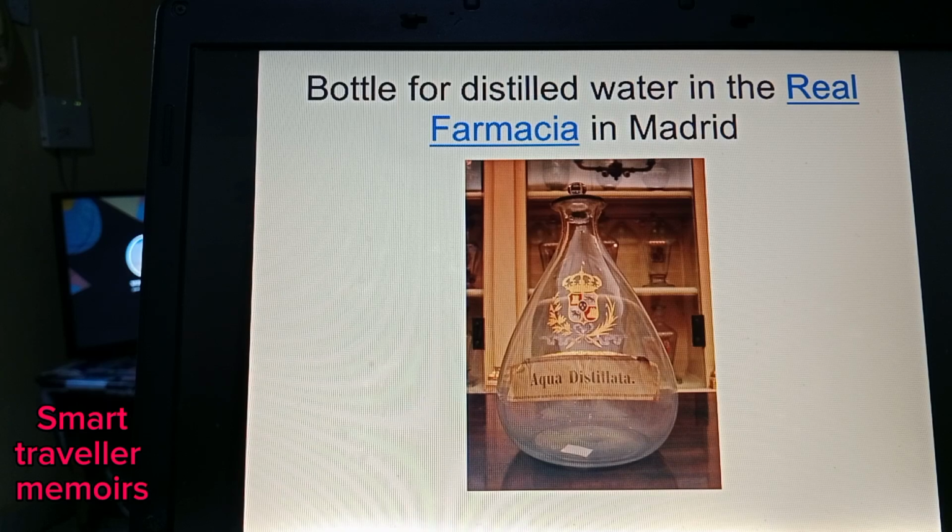In this experiment, it's very important that we use distilled water. And here I'm showing you a bottle of distilled water in a real pharmacy in Madrid. All right. This one is already distilled water. Remember, they are factory made.